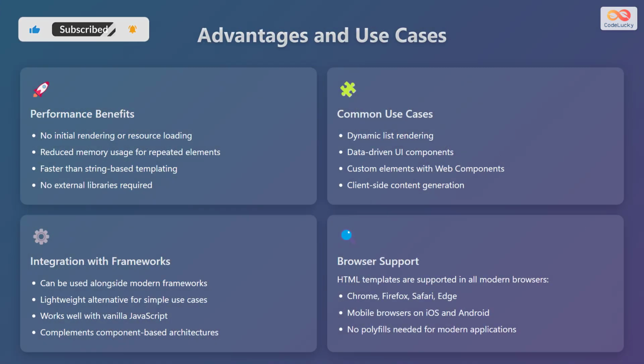Let's explore the advantages and use cases. First, let's discuss the performance benefits. There is no initial rendering or resource loading. There is reduced memory usage for repeated elements. It is faster than string-based templating. And there are no external libraries required. Some common use cases include dynamic list rendering, data-driven user interface components, custom elements with web components, and client-side content generation.